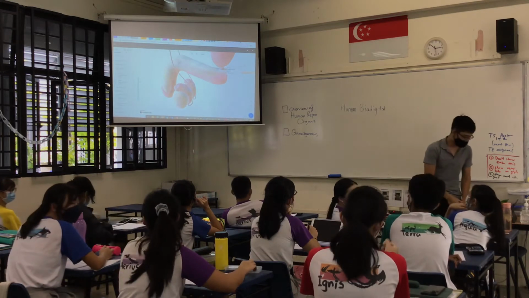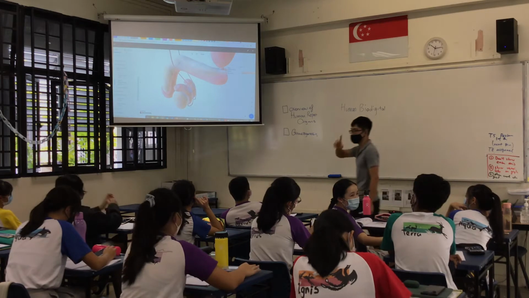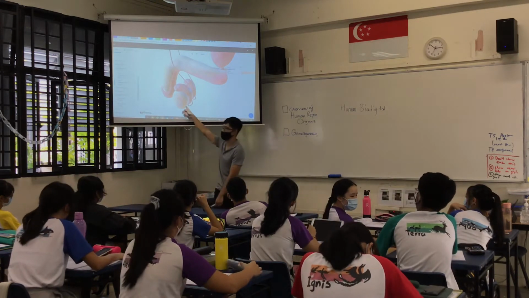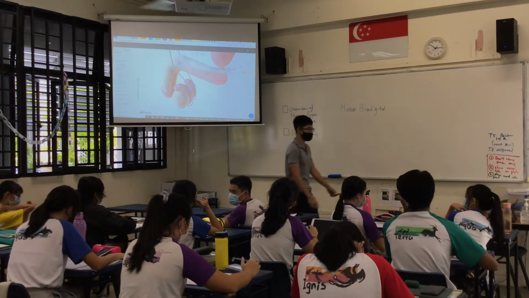Okay, so broadly this is the male reproductive system. The part that is of interest to us is the testicles. We're going to talk about how sperms are formed in there. Now let's go to the female reproductive system.